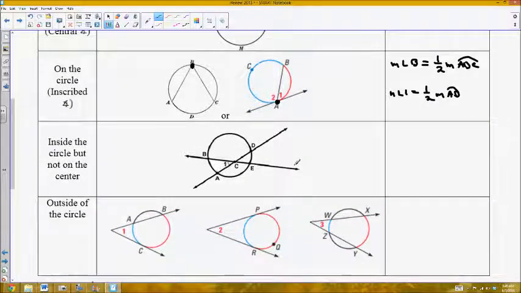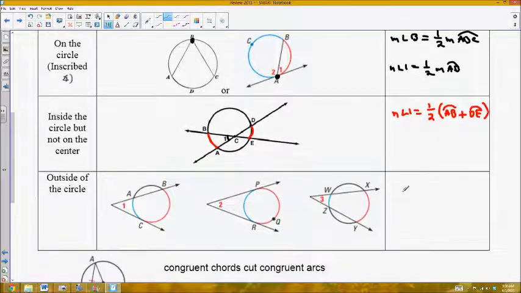When I have a general angle, if I don't know if it's central or inscribed, and I just have some angle floating around on the inside of the circle, it is actually the average of its intercepted arcs: the arc intercepted by that angle and its vertical angle. So those two arcs would be the ones I use to find angle 1. The measure of angle 1 is equal to 1/2 the sum of those two arcs, which is AB plus DE. Okay, so it's half those two arcs.